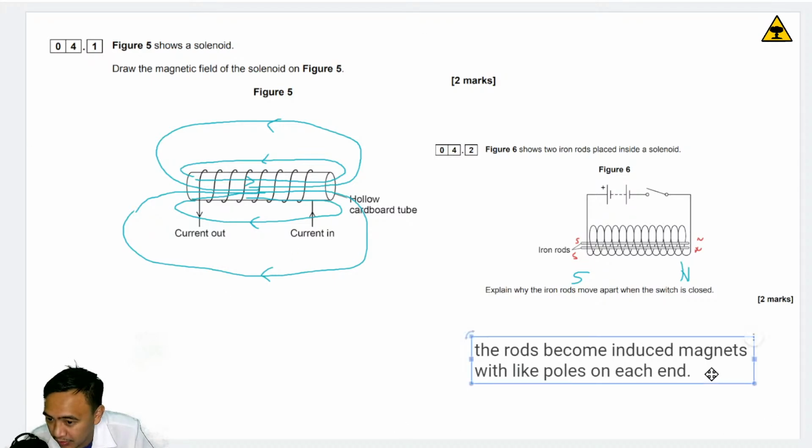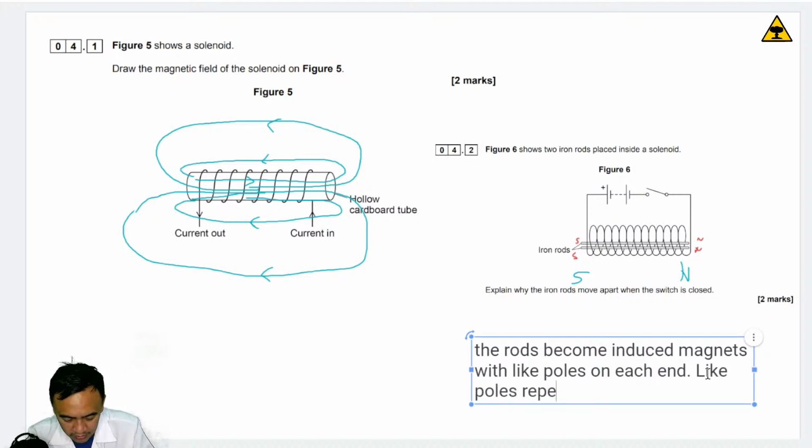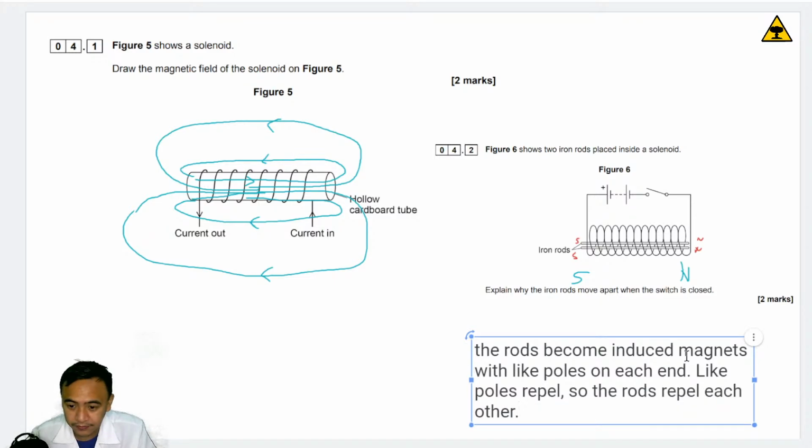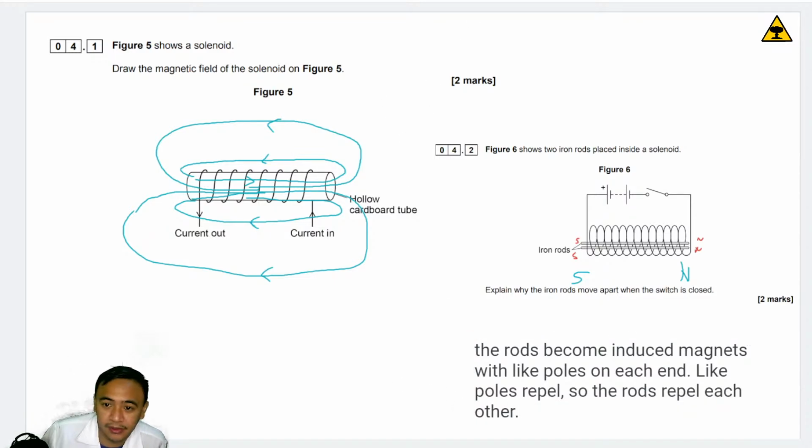Most people will probably answer something like like poles repel, so the rods repel each other. Okay. All right. Next.